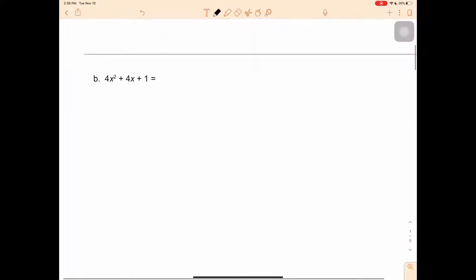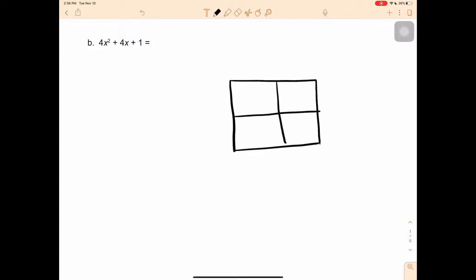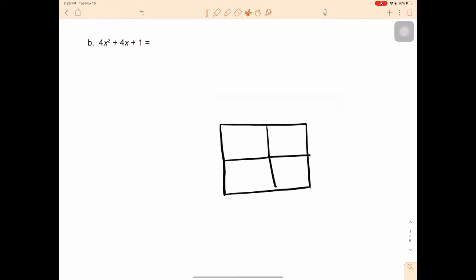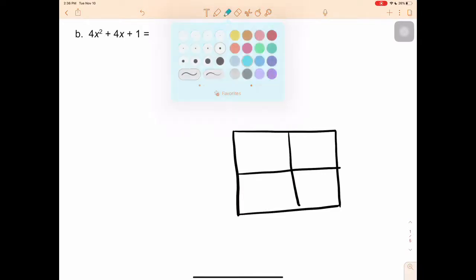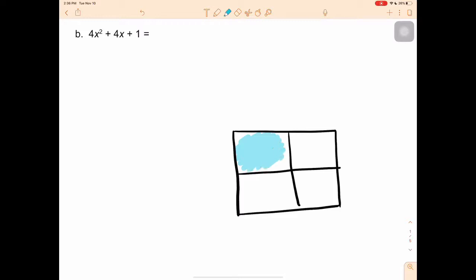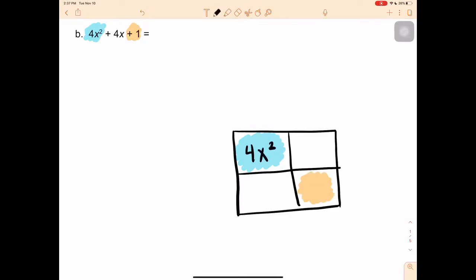Okay, so here's the next one, and I'm going to start going just a little bit faster, so make sure you're keeping up the best you can. So I'm going to first draw the area model. Go ahead and move that down a little bit. All right, so the first thing I like to do again is put the ax squared term here. So this would be 4x squared. And then the c term will be here.